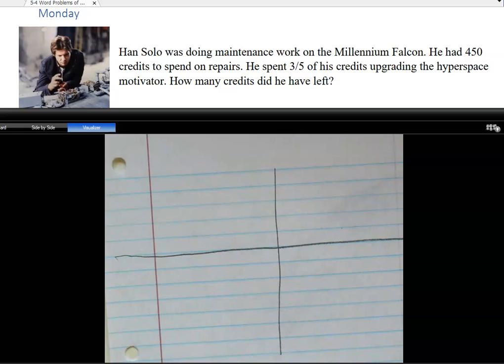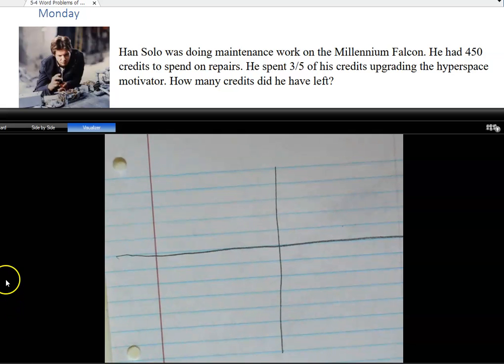First of all, I want to read the whole word problem out, and then we'll figure out an answer sentence. Han Solo was doing maintenance work on the Millennium Falcon. He had 450 credits to spend on repairs. He spent 3/5 of his credits upgrading the hyperspace motivator. How many credits did he have left?